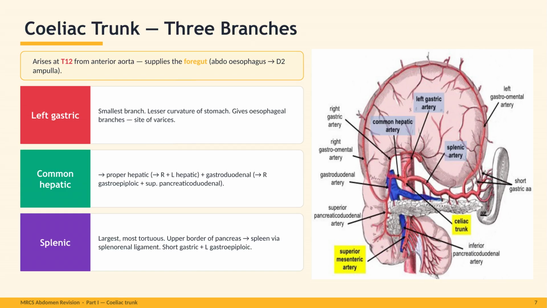Common hepatic divides into the proper hepatic, which itself gives the right and left hepatic arteries, and the gastroduodenal, which gives the right gastroepiploic and the superior pancreaticoduodenal arteries. Splenic artery, the largest and most tortuous, runs along the upper border of the pancreas, reaches the spleen via the splenorenal ligament, and gives off the short gastric arteries and the left gastroepiploic on the way. 1 trunk, 3 branches, foregut covered.